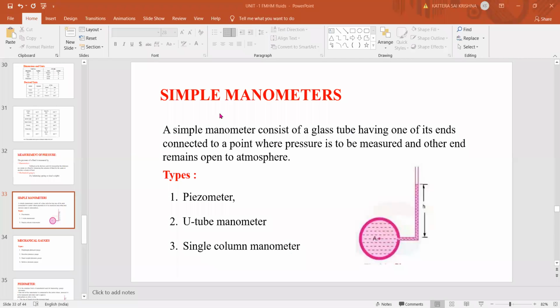So while coming to simple manometers, it is just a glass tube. Let's see here, a simple manometer consists of a glass tube having one of its ends connected to a point where the pressure is to be measured and the other end remains open to the atmosphere. Suppose if you see, this is a pipe, we are seeing the cross-sectional area of the pipe. This is not a circular ball, it is the cross-section of a pipe. So what we are doing, we are making a small hole in the pipe and we are connecting this tube there, an L-shaped tube.